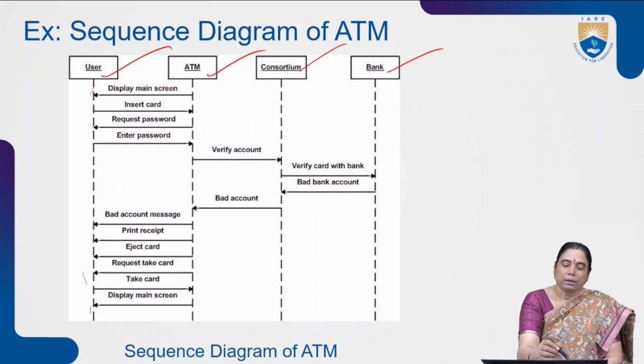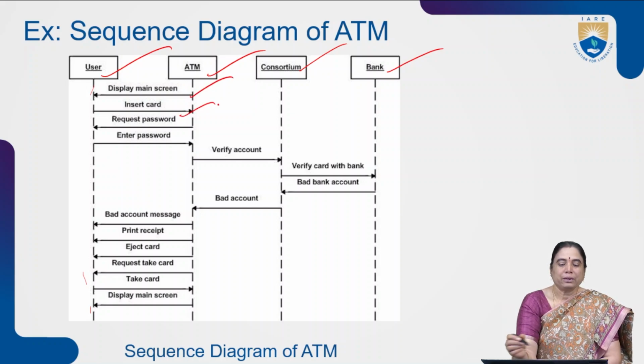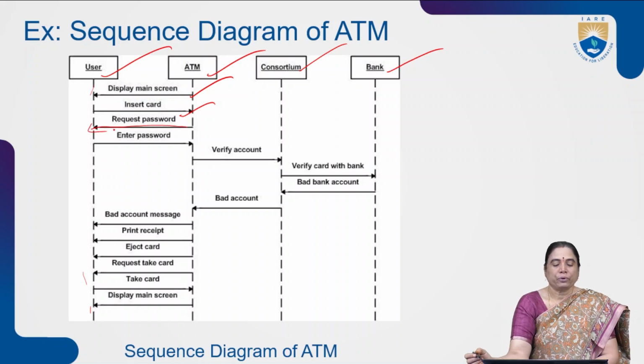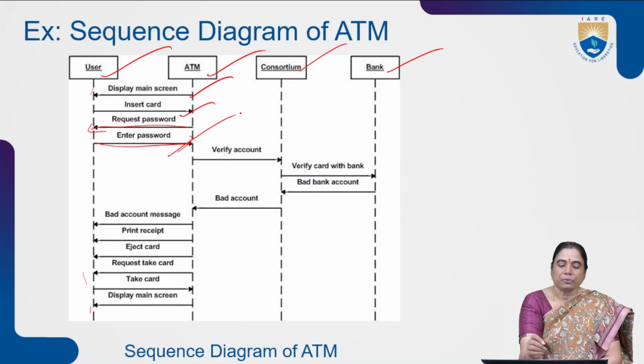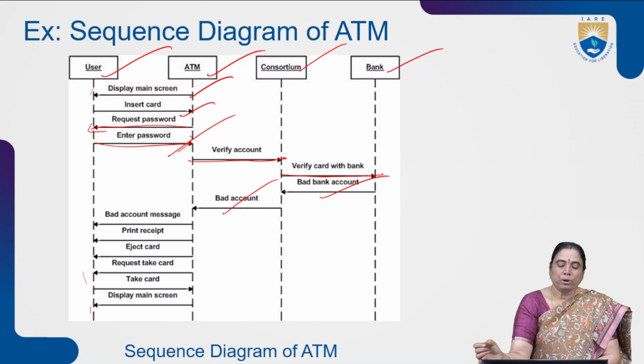The ATM displays the main screen, then the user inserts a card and the ATM requests a password. The user must enter the password. Then the ATM verifies with the consortium. Verification of the account is carried out, and the consortium verifies the user details with the bank. If the bank account is invalid, then it is a bad account, and the bad account message is sent to the user.